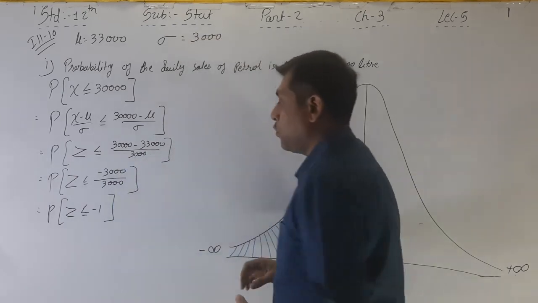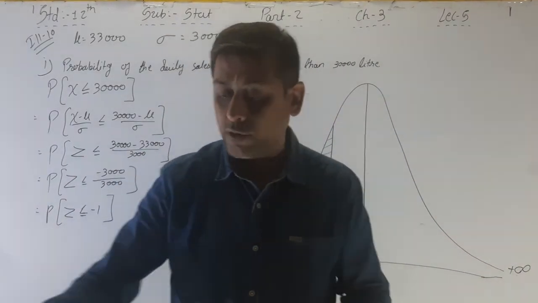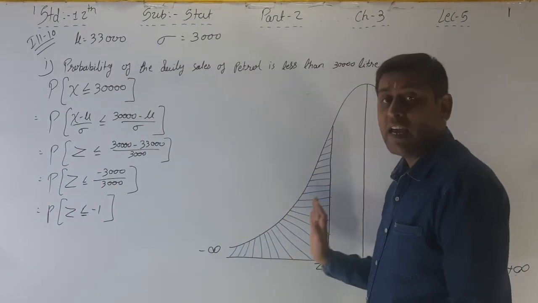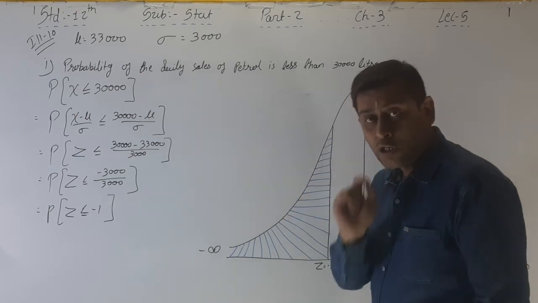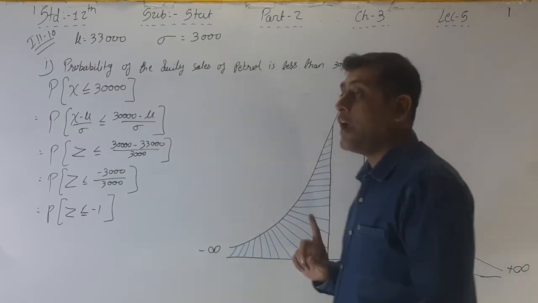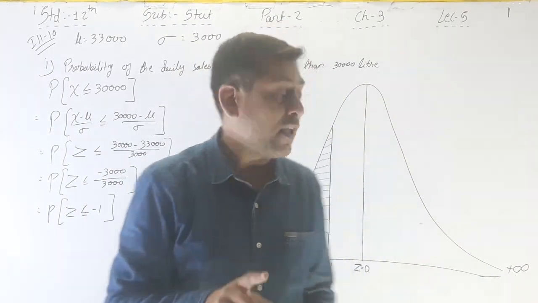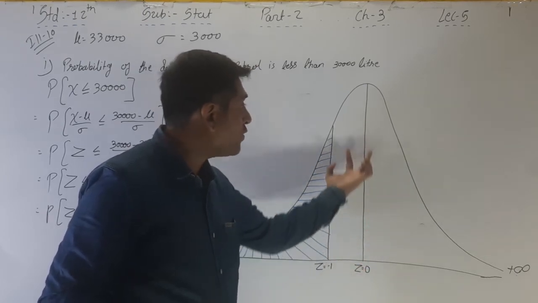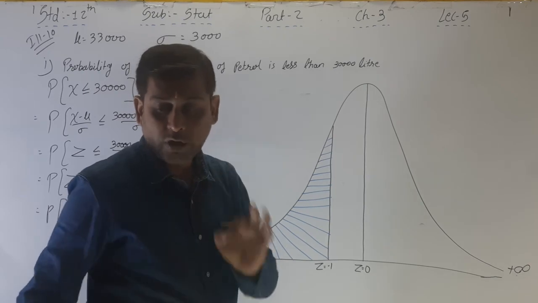Now, what we have to do? I told you the rule that whenever the area lies on only one side of a perpendicular and not starting from 0, then you have to subtract the two areas. And if the area is between both the sides of the perpendicular, then you have to add the two areas. Okay, this is the rule.